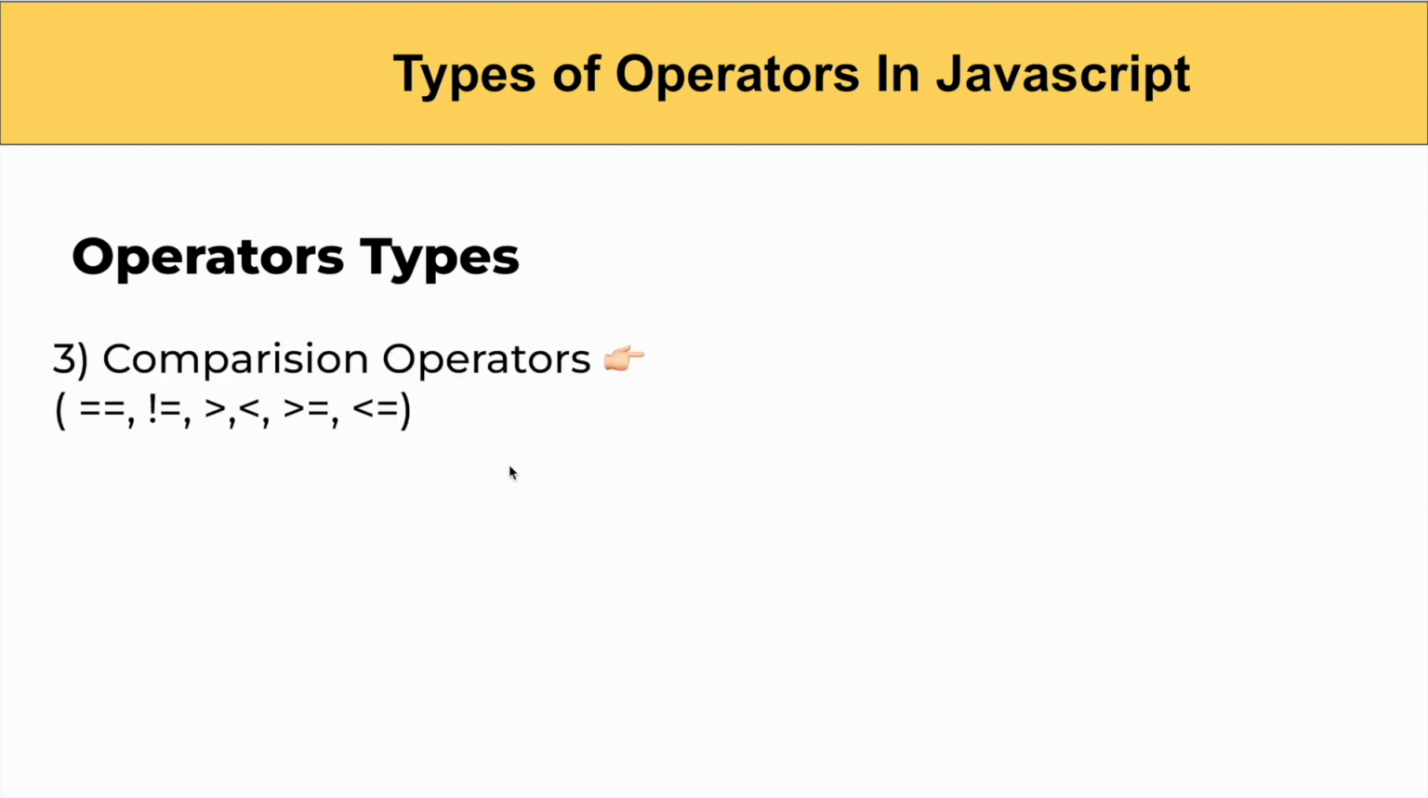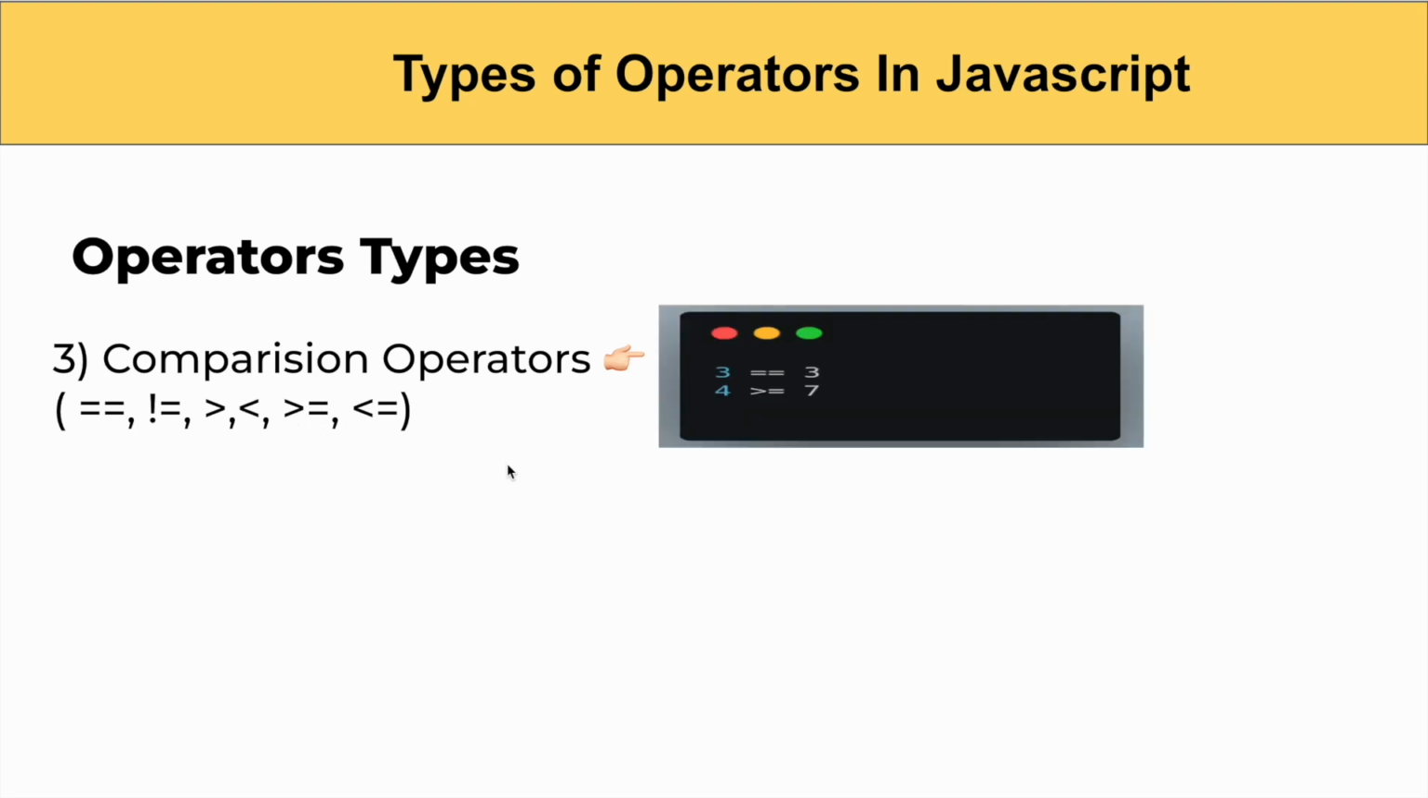Then we have comparison operators, which are basically used to compare two values. In this we have equality, that is if two values are equal or not. And there we have the greater than operator, and this is the less than operator. And now we have greater than or equal to and less than or equal to. Here you can see a simple code snippet comparing two numbers. In the second line, we are checking if 4 is greater than 7 or not.